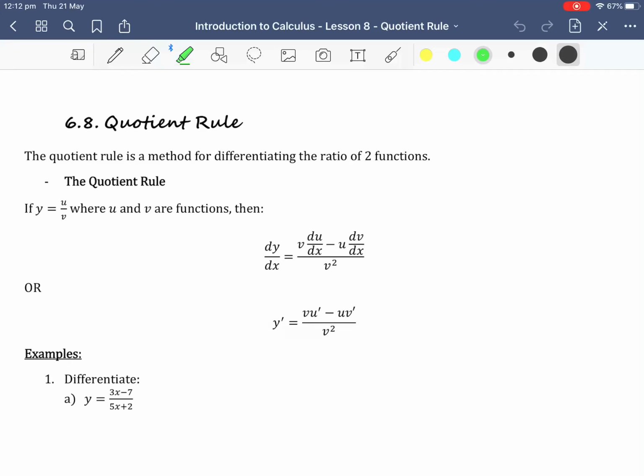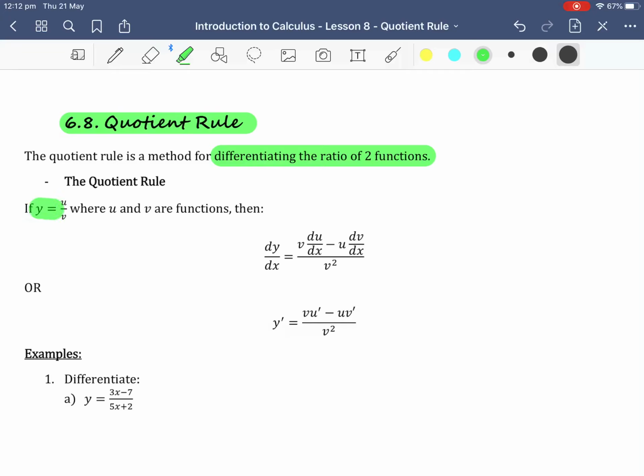Today we are continuing on with the topic of Introduction to Calculus, and we're learning about the quotient rule. So the quotient rule is a method for differentiating the ratio of two functions, or when we have a function that is in the form of a fraction.